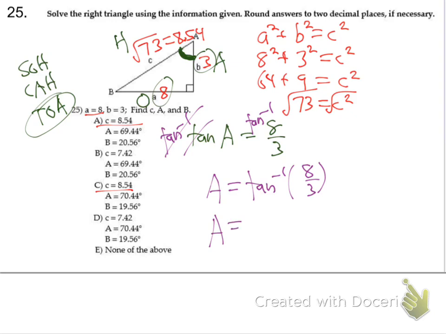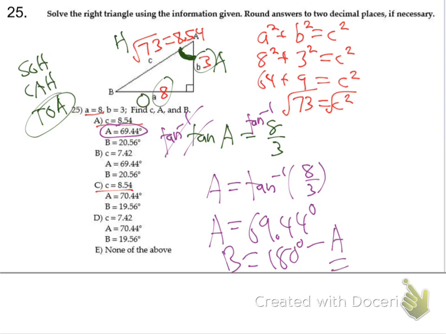Hit the buttons on your calculator. Make sure you're in degree mode because all the answers are degrees. So inverse tangent of 8/3: 69.44 degrees. Yeah. So answer A is looking good. You could go on and find B. Just subtract from 180, right? B is going to be 180 minus A. Isn't it 90 minus A? Oh, 90. Just kidding. 90, yes. So I'm getting 20.56. Yep, A's right. There it is.